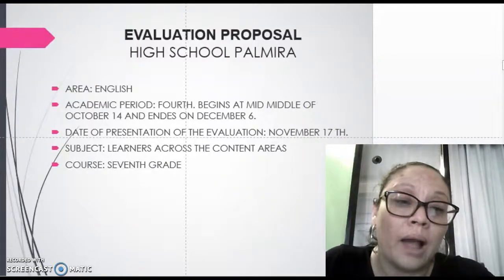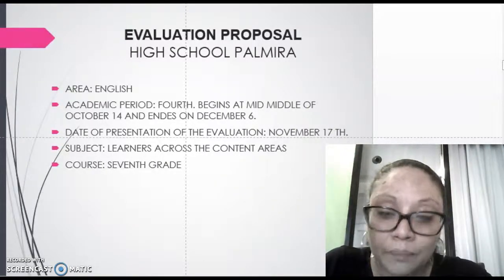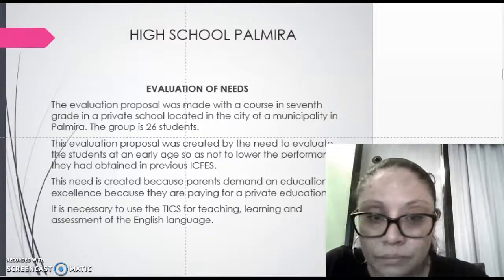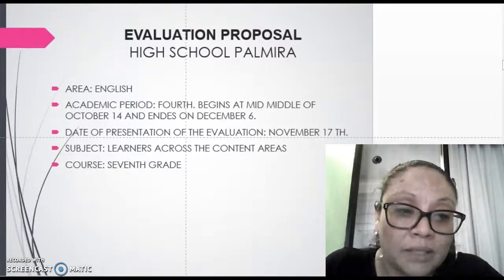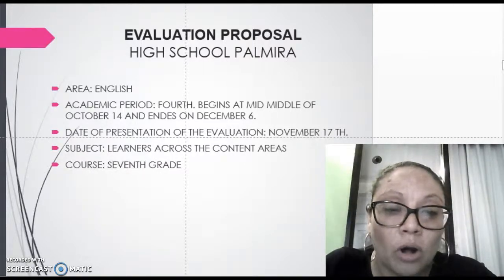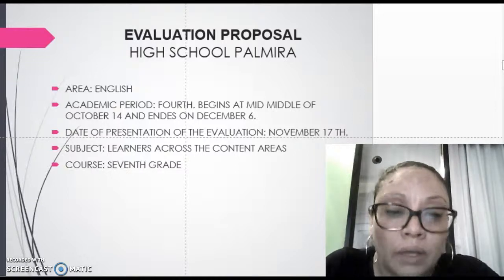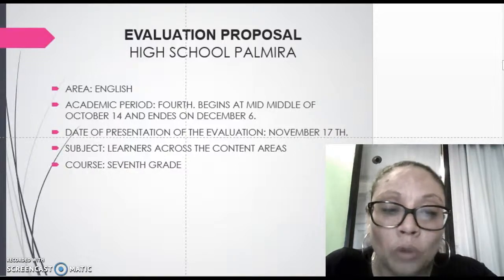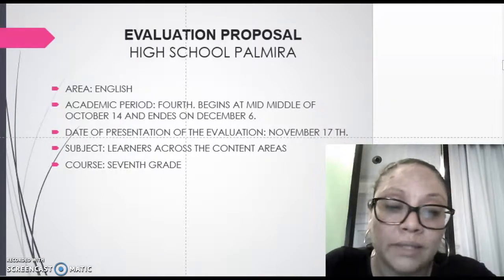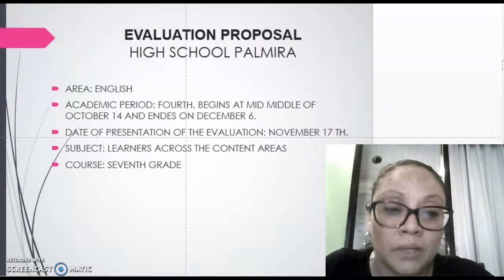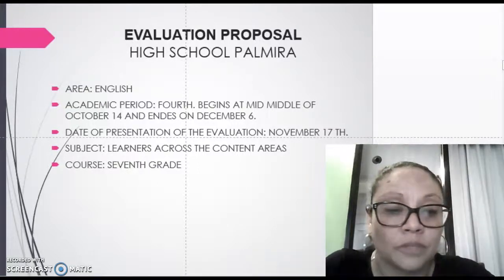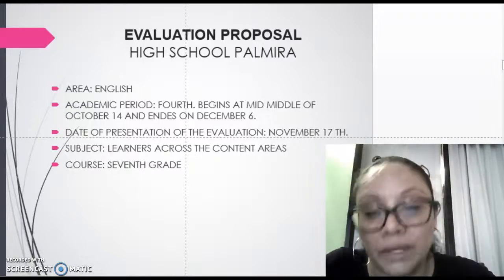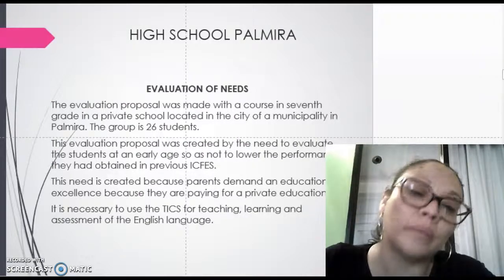Evaluation proposal, High School Palmira. Area, English. Academic period 4 begins in the middle of October, on the 14th, and ends on December 6. Date of presentation of the evaluation: November 17. Subject: learners across the content areas. Course: 7th grade, High School Palmira.